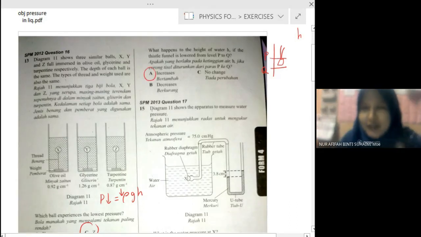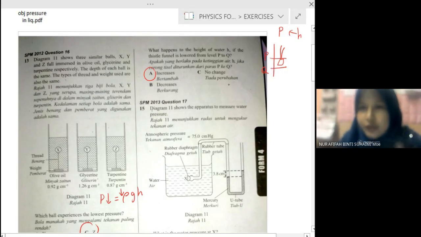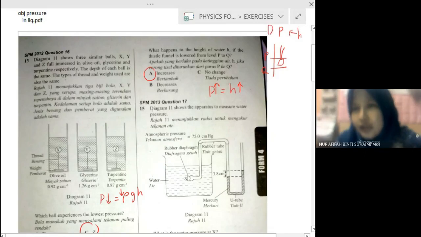Increase. Why increase? I just mentioned that H refers to pressure, right? So what happens if you lower the tissue funnel to Q? It becomes deeper. So if depth increases, pressure also increases. So the pressure increases, and here H is the height. The height also increases, the D. It uses the same symbol, so confusing.